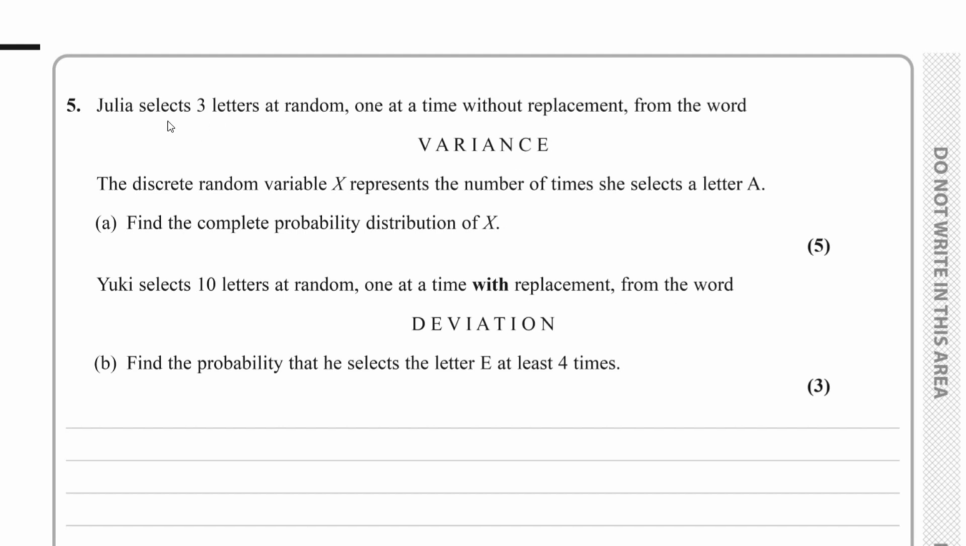Question number 5. Julia selects 3 letters at random, one at a time without replacement, from the word BARIANCE.